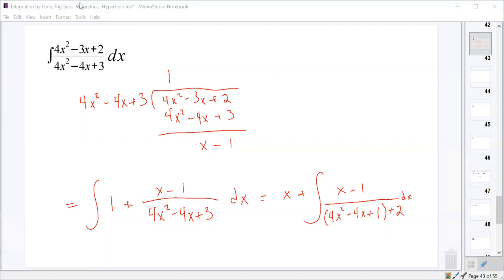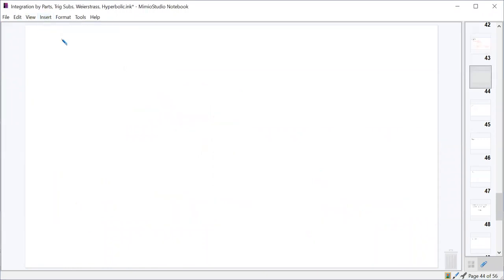All right, and how is that helpful to us? Well, if we go in here, we've now got x, don't forget the x that you had, plus the integral of x minus 1 over, now it's 2x minus 1 squared plus 2. And how's that going to help us out? What can we do with that?